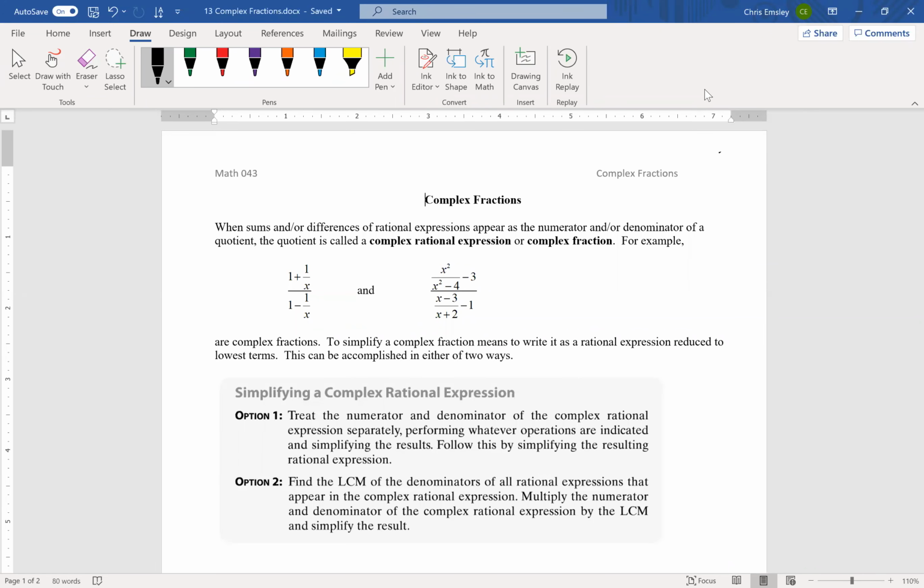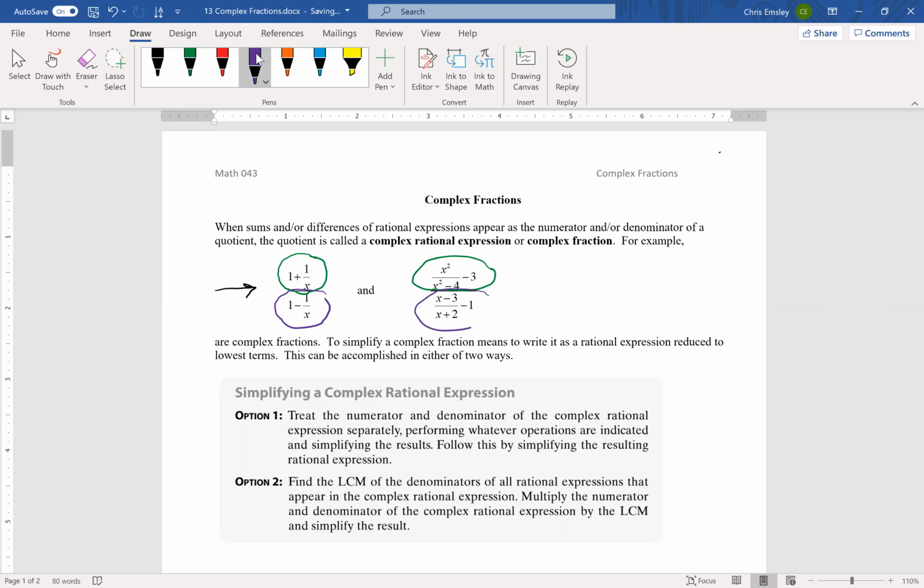Okay, time to take a look at some complex fractions or complex rational expressions. So this is like your worst nightmare because it's a fraction within a fraction. We have two examples here. You can see we have the numerator, I'll circle that in green, has a fraction in it, and the denominator, circled in purple, also has a fraction in it. Same thing in this next one, a fraction within a fraction.